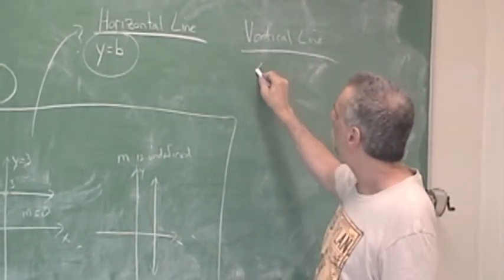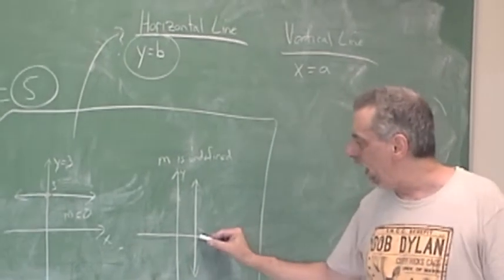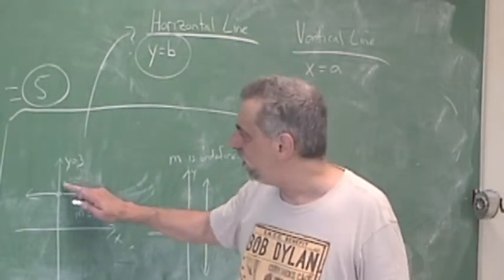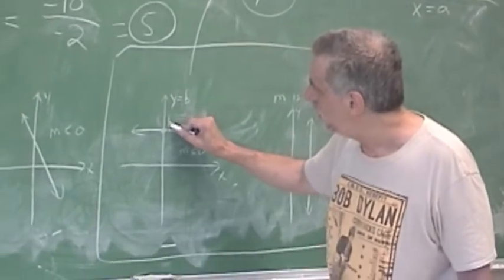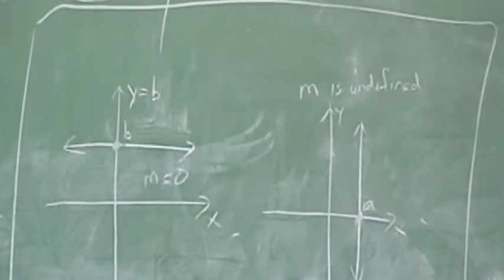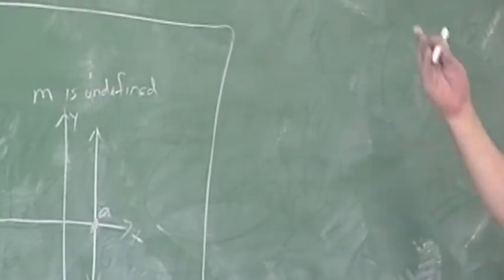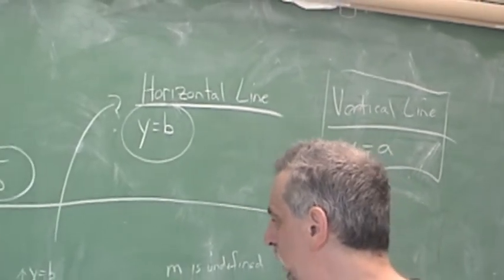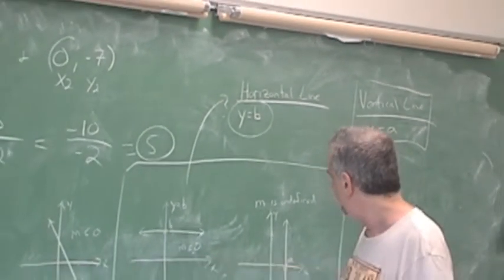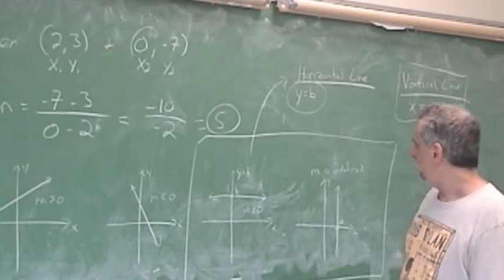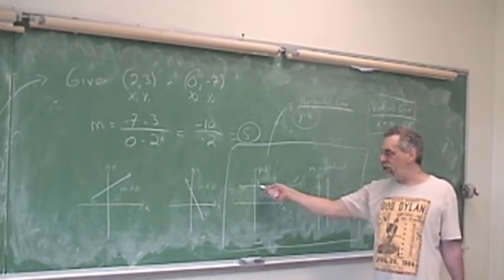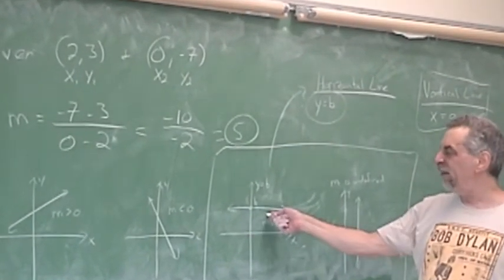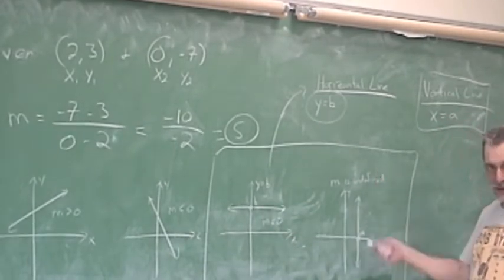Similarly, for a vertical line, the equation is just whatever that x value is that it's going through. We'll call this b, so we can match it to this, and we'll call this a, so we can match it to this. So these are special cases, vertical line, horizontal. For the horizontal line, the slope is 0, and for the vertical line, slope is undefined. The range of this is just that number b. The domain of this is just the number a. The domain of this is all real numbers. The range of this is all real numbers.